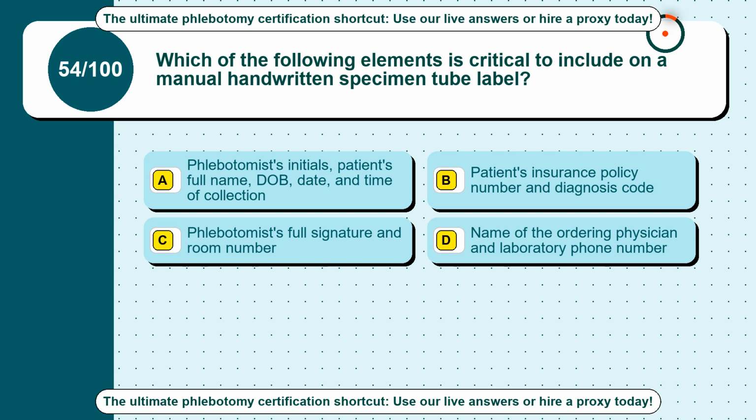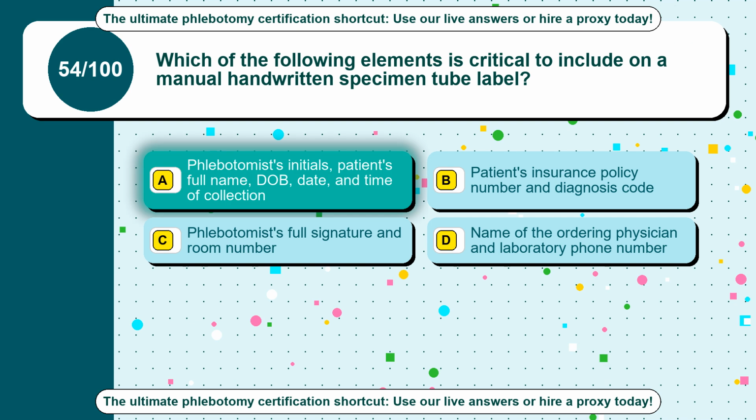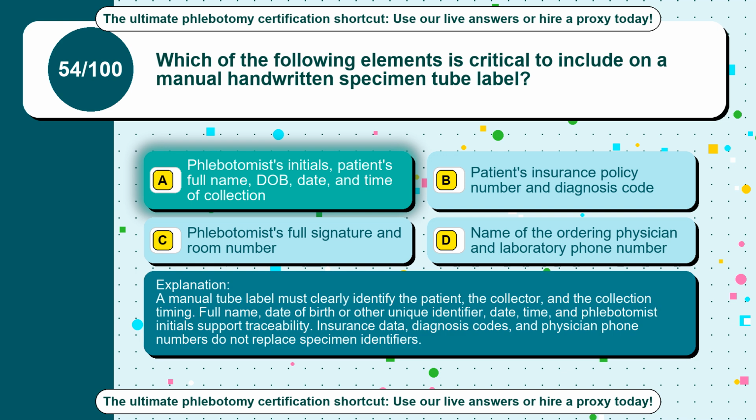Name of the ordering physician and laboratory phone number. The correct answer is option A. Phlebotomist's initials, patient's full name, DOB, date, and time of collection. A manual tube label must clearly identify the patient, the collector, and the collection timing. Full name, date of birth or other unique identifier, date, time, and phlebotomist initials support traceability. Insurance data, diagnosis codes, and physician phone numbers do not replace specimen identifiers.